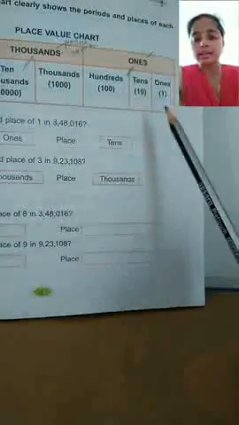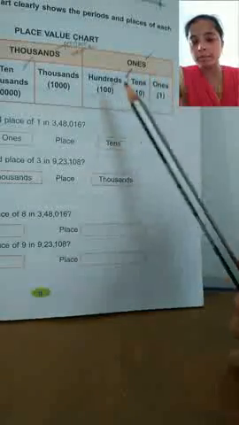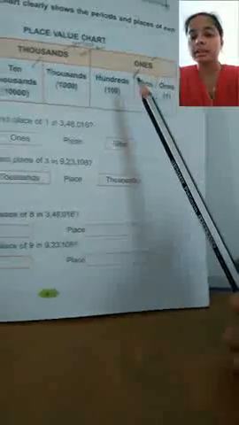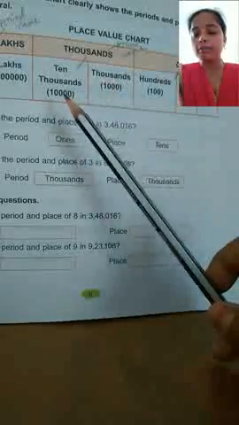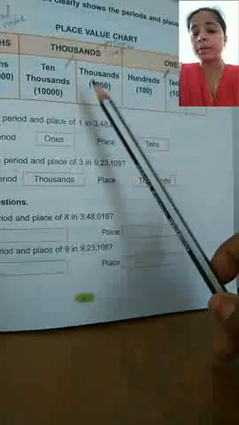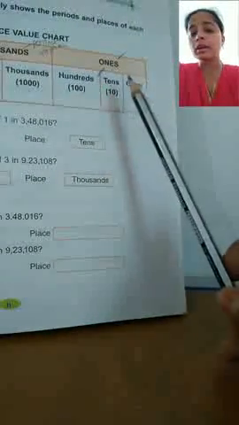This is the place value chart. Here you can clearly see that the ones, tens, and 100 are grouped together, and the name of that group is ones. Again, in the same way, this 1000 and this 10,000 are grouped together, and the name of that group is 1000. The name of that period is 1000, and in this one, the name of that period is ones.